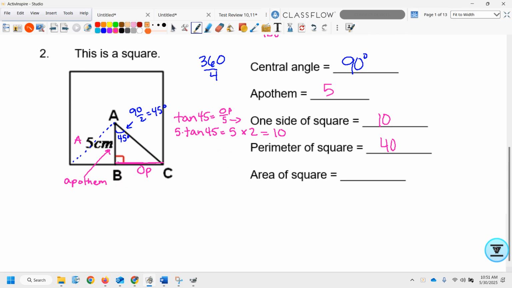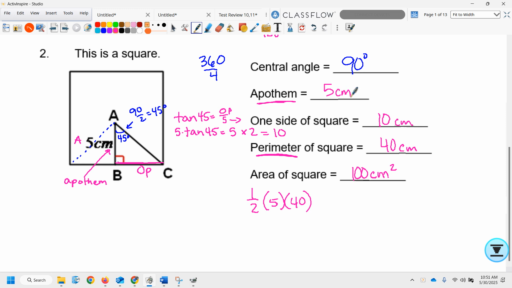For the area, we just plug in the apothem and the perimeter into my formula. So 1/2 times 5 times 40 gives me 100. 100 centimeters squared. I should label my stuff. All right, that's how we do that.